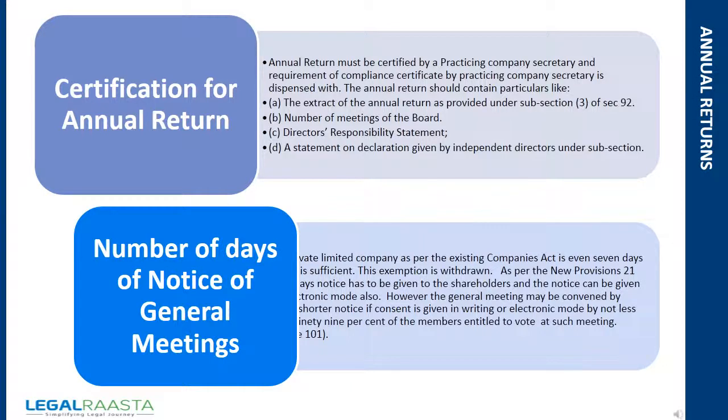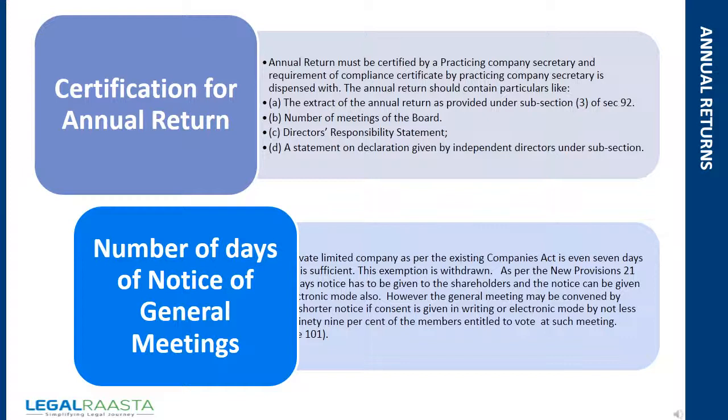Clause 110. Certification for annual return. Annual return must be certified by a practicing company secretary, and the requirement of compliance certificate by a practicing company secretary is dispensed with. The annual return should contain particulars like: A. The extract of the annual return is provided under subsection 3 of Section 92. B. Number of meetings of the board. C. Director's responsibility statement. D. A statement on declaration given by independent directors under subsection.